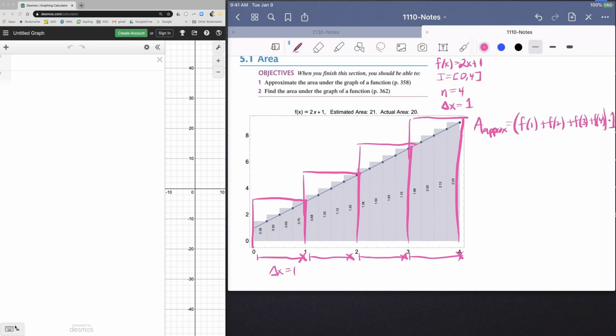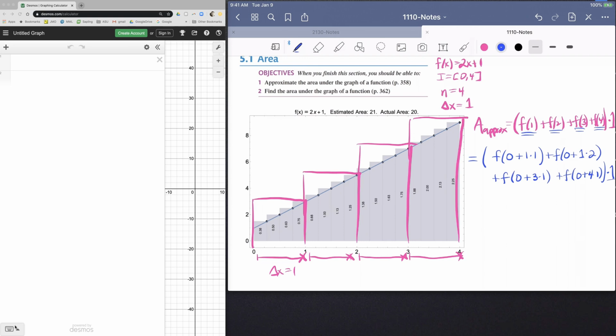So again, we're in the business of looking for patterns. Notice that the function evaluated at 1 is the same thing as the function evaluated at 0 plus 1 times 1. The function evaluated at 2 is the function evaluated at 0 plus 2 times 1. The function evaluated at 3 is the function evaluated at 0 plus 3 times 1. The function evaluated at 4 is 0 plus 4 times 1. And then we multiply by 1.